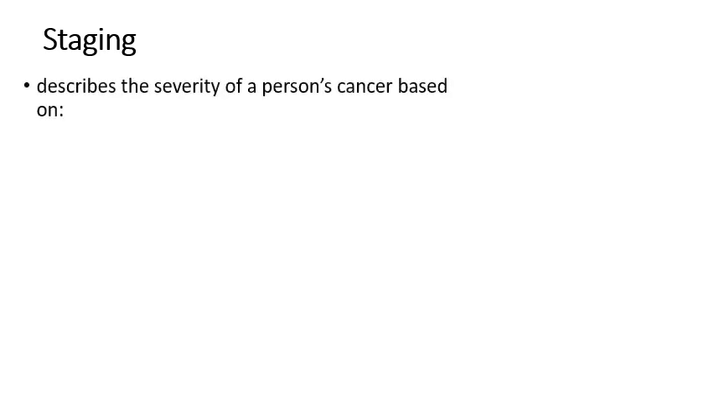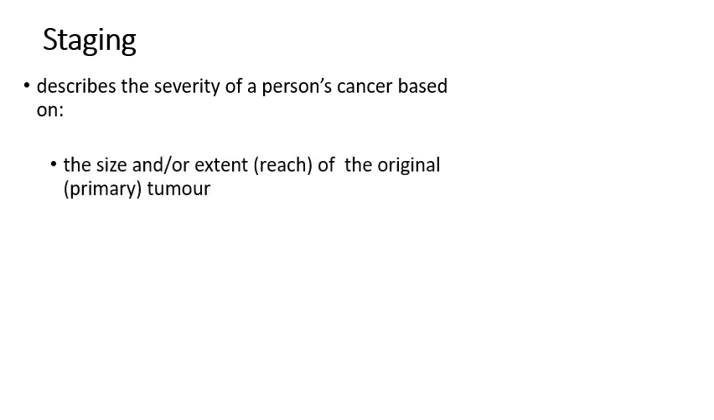Another term is called staging. You'll hear people talk about cancer and what stage they're in: 1, 2, 3, 4. It could be 1A, 1B, 3A, 3B. They divide it into levels. Obviously, the higher the stage, the more serious the cancer is. So we want to figure out the severity of a person's cancer based on a couple of things. First off, we want to see how big the original primary tumor is, and whether it has spread to other adjacent parts of the body around it.